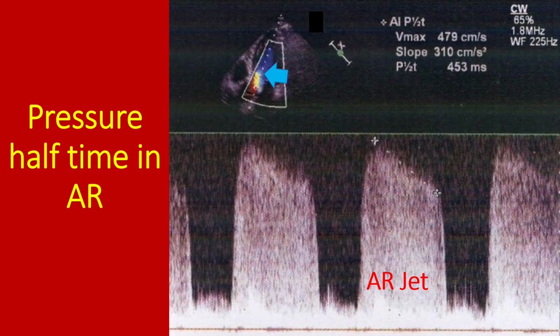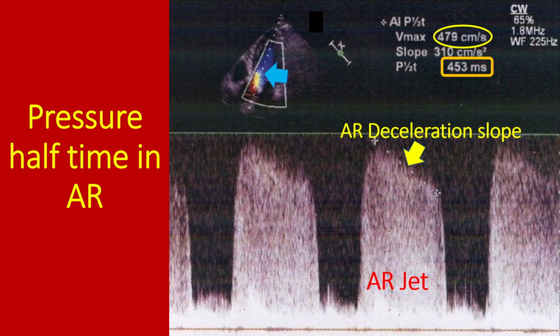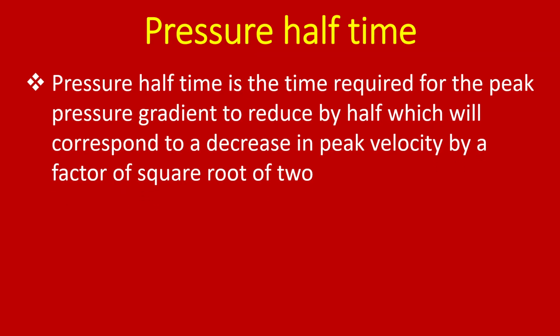The peak velocity of the AR jet is shown as 4.7 meters per second. AR PHT is shown as 453 milliseconds. The AR deceleration slope is shown as 310 centimeters per second squared. Pressure half time is the time required for the peak pressure gradient to reduce by half, which will correspond to a decrease in peak velocity by a factor of square root of 2.